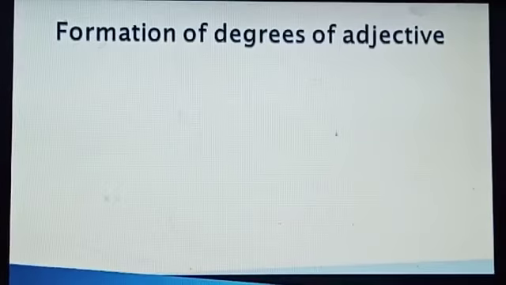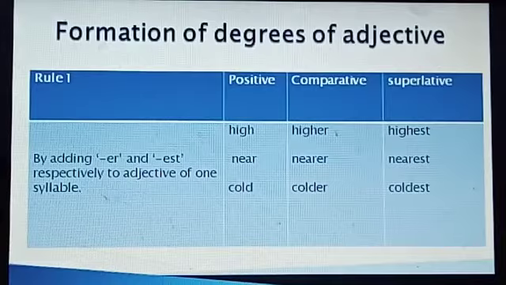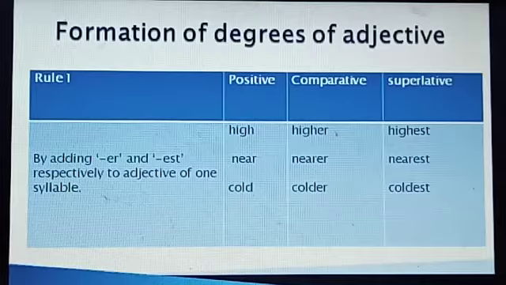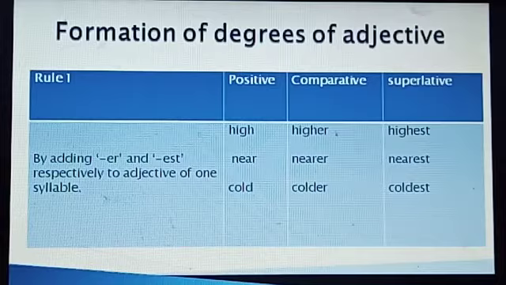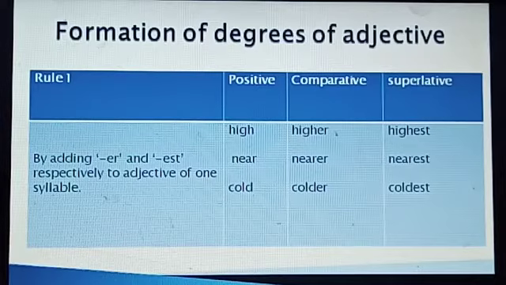Now see the formation of degrees of adjectives. How do we form the comparative and superlative degree? There are some rules. We will learn that also. Rule 1 is by adding er and est respectively to adjectives of one syllable. Syllable means vowel sound. If one vowel sound is there, we add er in the comparative degree and est in the superlative degree. Like high, higher, highest; near, nearer, nearest; cold, colder, coldest.